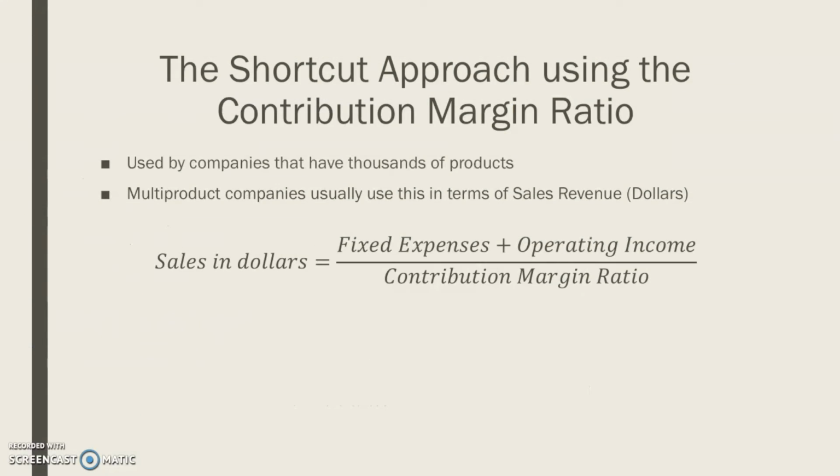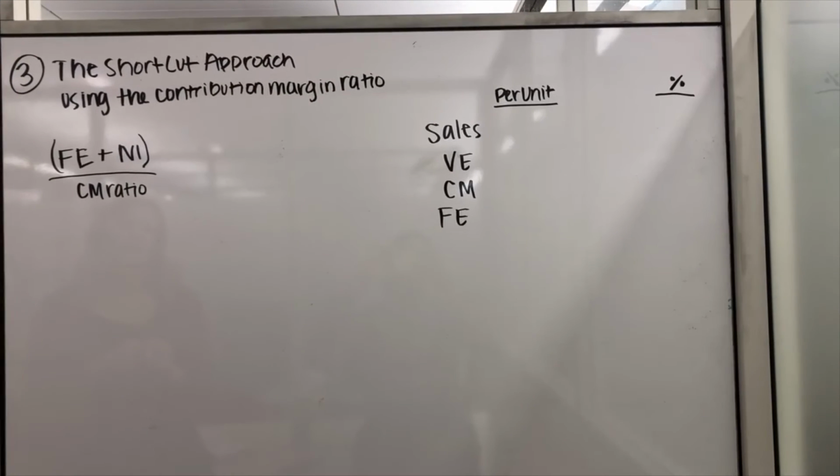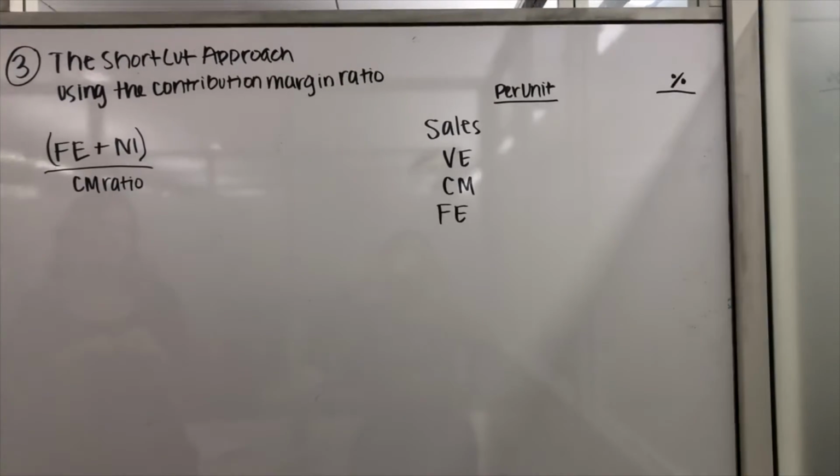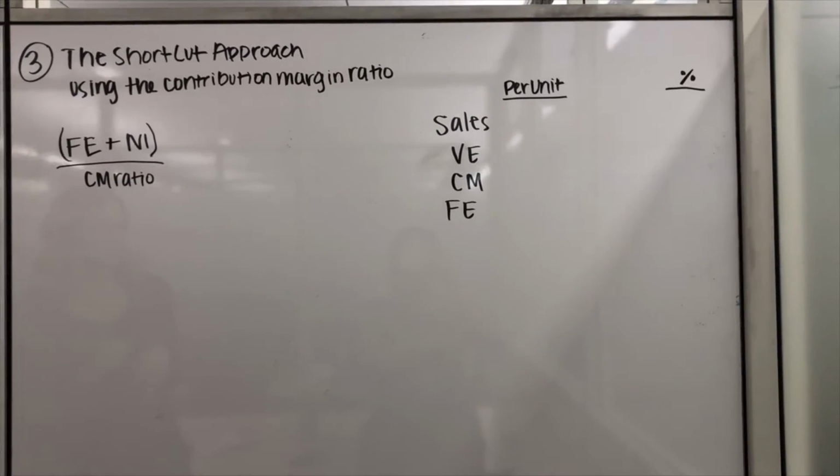The next approach is going to be another shortcut, but using the contribution margin ratio. Most companies use this when they have thousands of products that they need to sell. So multi-product companies usually use the terms of sales revenues in dollars instead of the unit contribution margin. The third approach is going to be another shortcut approach, but using the contribution margin ratio.